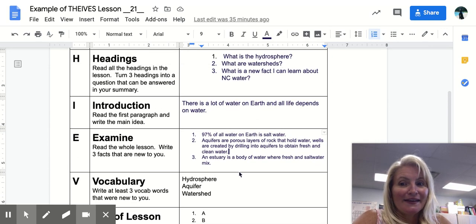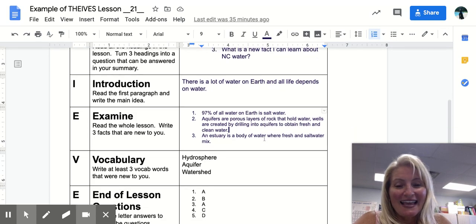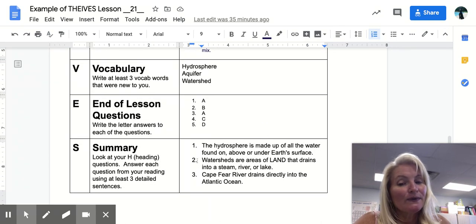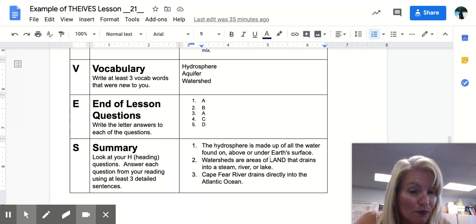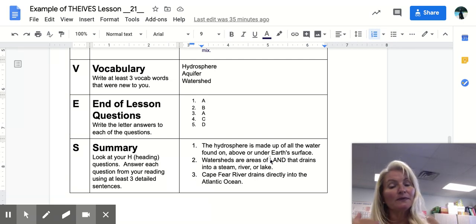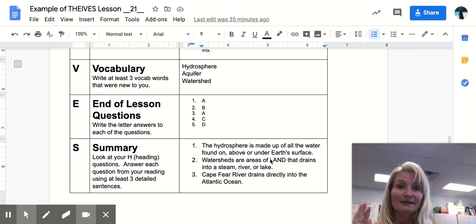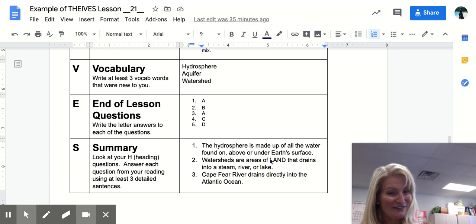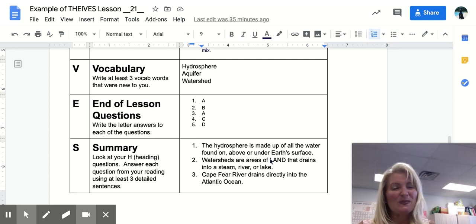My second heading question was, what are watersheds? And as I scroll down, I would write number 2, watersheds are areas of land that drain into a stream, river, or lake. Notice the word land. I actually made that in capital letters because we have a whole lesson where we're going to learn about watersheds, and what hopefully you'll learn is that they're the land that pollution and other water is running over. I have a whole lesson.